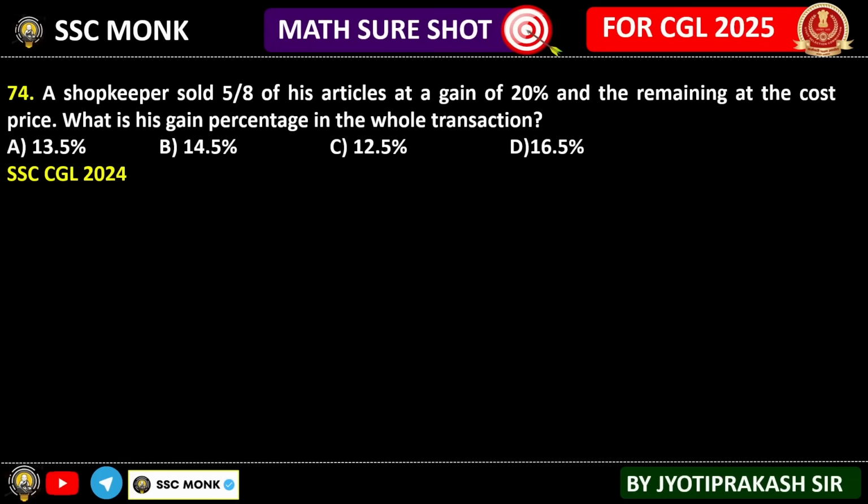Next. A shopkeeper sold 5 by 8 of his articles at a gain of 20% and the remaining at the cost price. What is the gain percentage in the whole transaction? See, let's say there are 8 total articles. 5 he sold at 20% gain, that means at 120 rupees. And the rest 3 sold at 100 rupees, that is cost price. Cost price was 100.